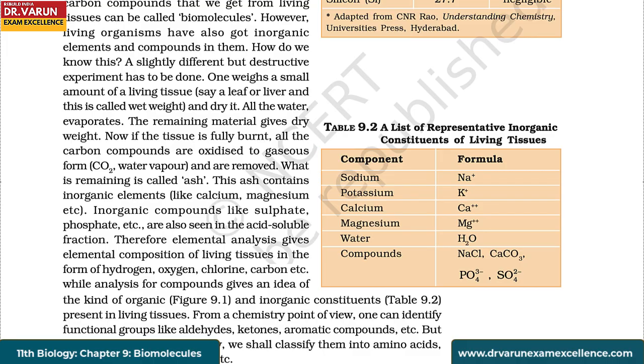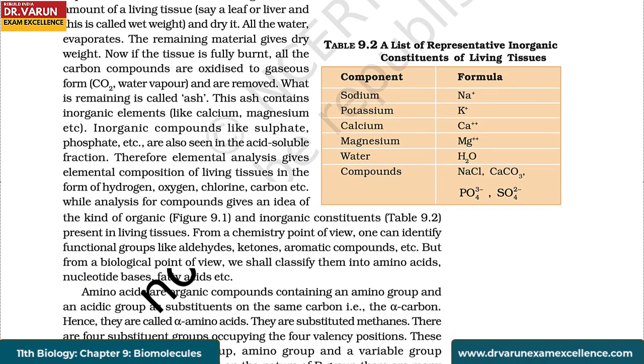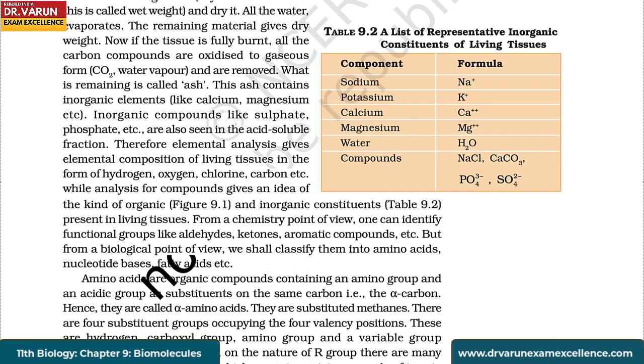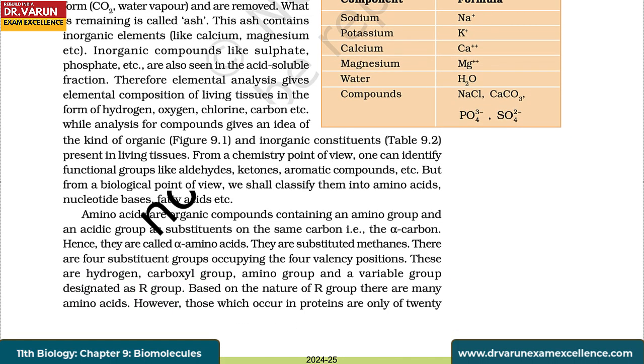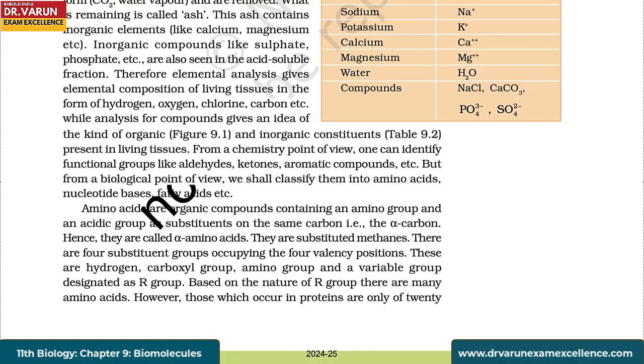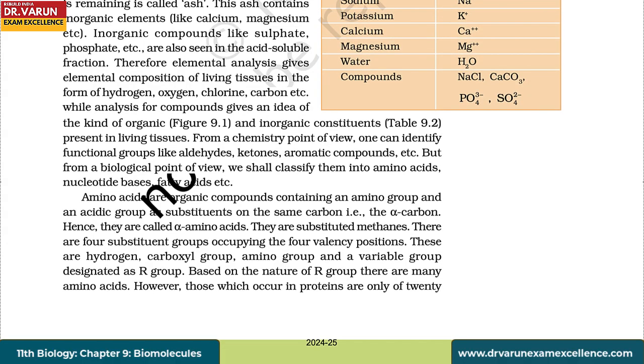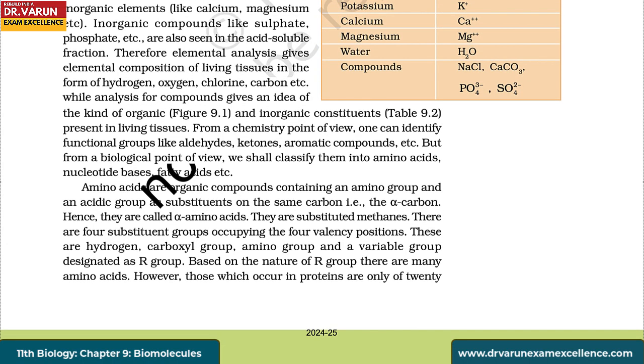Therefore, elemental analysis gives the elemental composition of living tissues in the form of hydrogen, oxygen, chlorine, carbon, etc., while analysis for compounds gives an idea of the kind of organic and inorganic constituents present in living tissues. From a chemistry point of view, one can identify functional groups like aldehydes, ketones, aromatic compounds, etc. But from a biological point of view, we shall classify them into amino acids, nucleotide bases, fatty acids, etc.